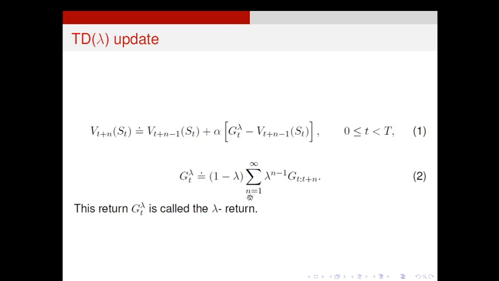So this expression becomes sigma n equal to 1 to infinity (1 minus lambda) into lambda raised to n minus 1 times G t to t plus n. Now we take the sum. When n is equal to 1, what do you get? 1 minus lambda into lambda raised to 1 minus 1, that is lambda raised to 0. So we get the first term 1 minus lambda.